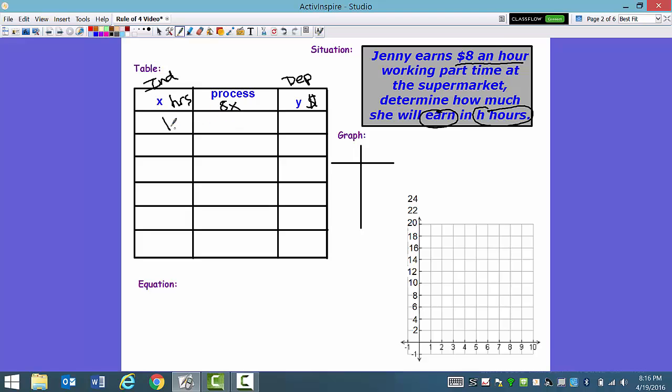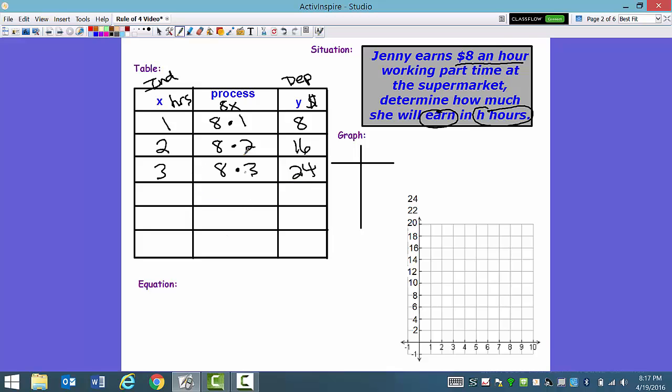So my process, if I substitute 1 for x, is going to be 8 times 1, which is going to give me 8. So if she works 1 hour, she earns $8. If she works 2 hours, my process would be 8 times 2, which would give me $16. If she works 3 hours, my process is 8, and I replace x with 3. 8 times 3 is 24. So if she works 3 hours, she makes $24.